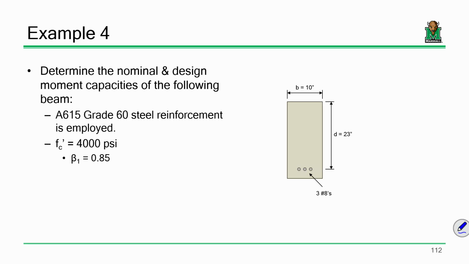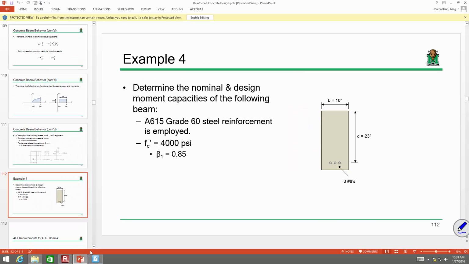If you're okay with that, we're going to calculate the ultimate capacity of this beam. So let's take a moment and look at this beam in some detail. I'm going to introduce to you today and for the next few days some notation. The big thing is I want you to make sure that you're understanding what this notation is and what it represents. Okay? So I have a beam that is 10 inches wide and has an effective depth of 23 inches. Okay, does everybody see that?